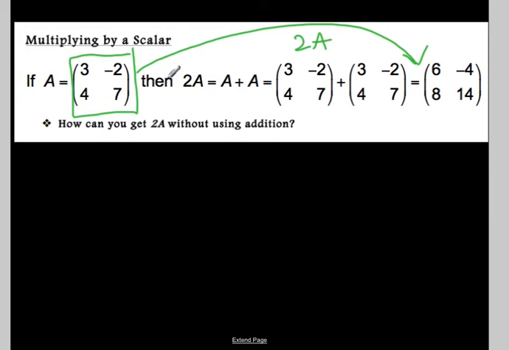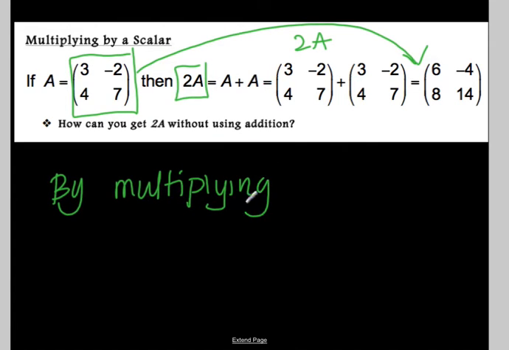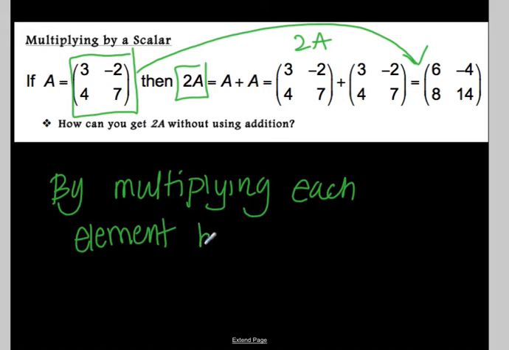So all you have to do is, if you have 2A, you just multiply it by the scalar, and the scalar in this case is 2. So how would we do it? You would do it by multiplying each element by 2. And then just remember 2 is the scalar.